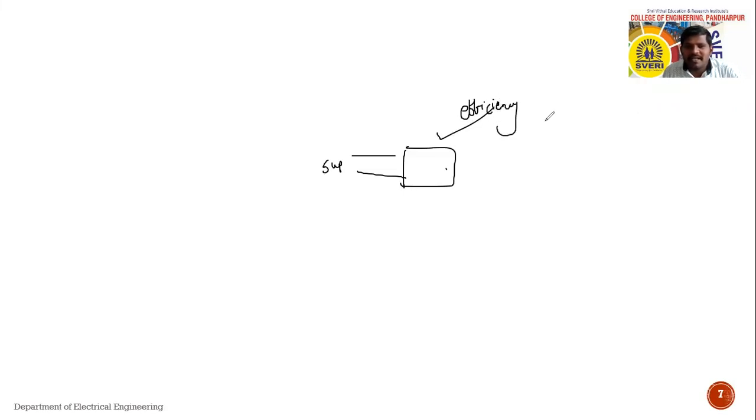Now, what do we do with this machine? We calculate the efficiency by performing an indirect test. The output of this machine is fed as an input to the generator. I am doing the coupling here. This is the motor, and this is the generator. The motor output is fed to the generator.